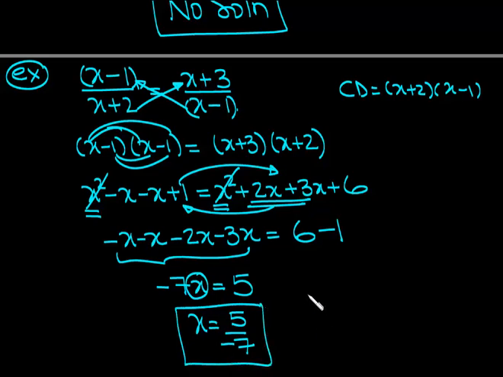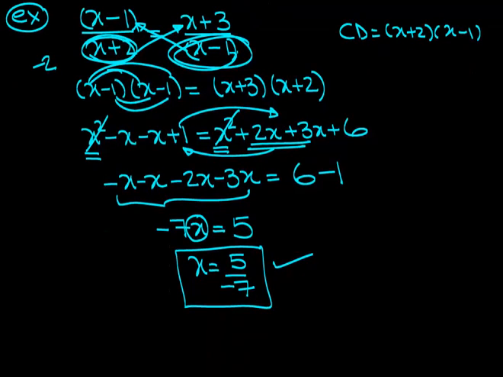You can check your answer if you have time, but you should definitely check for division by 0 since x is in the denominator. When will this be 0? When x is negative 2. Is negative 2 our answer? No. When will this be 0? When x is 1. 1 minus 1 is 0, so 1 is not our answer. So this is a good answer. You can definitely plug it in and check to see if the two sides are the same.